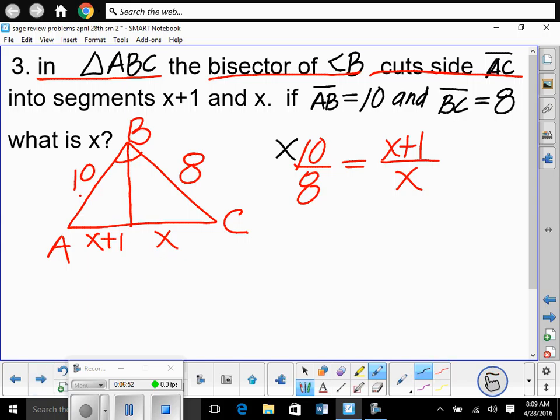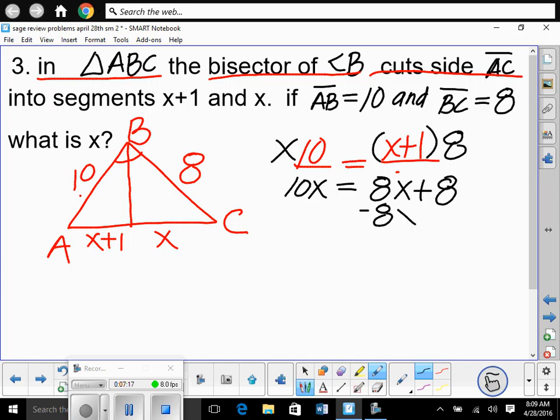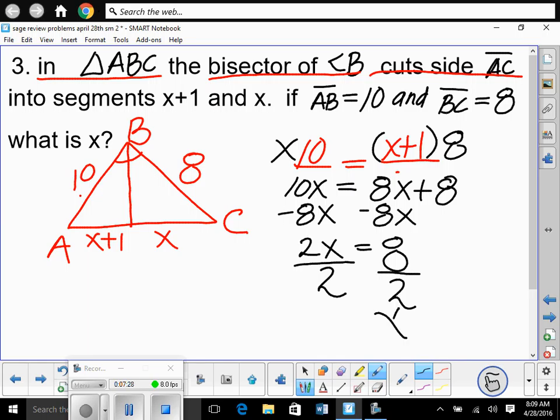So we multiply both sides by X. We multiply both sides by 8. We need to put that in parentheses because it has two terms. So we have 10x is equal to 8 times (x plus 1), which is 8x plus 8. And then we will solve. We subtract 8x, so we have 2x is equal to 8, right? Divide by 2. So x is equal to 4.